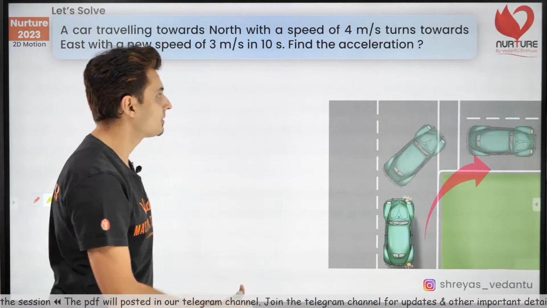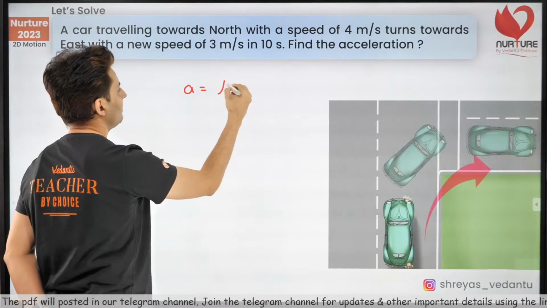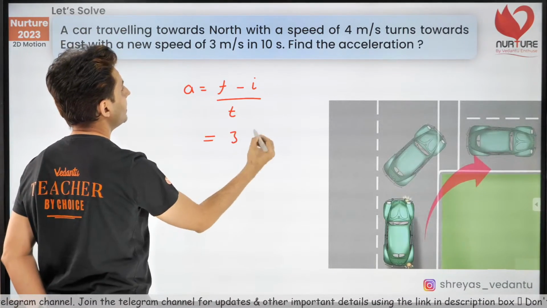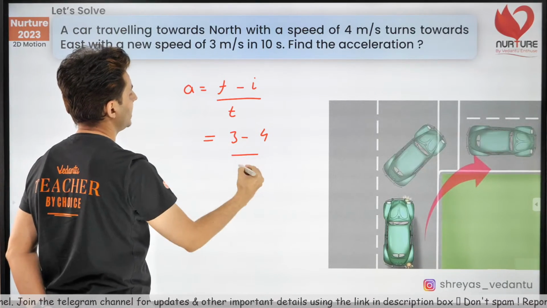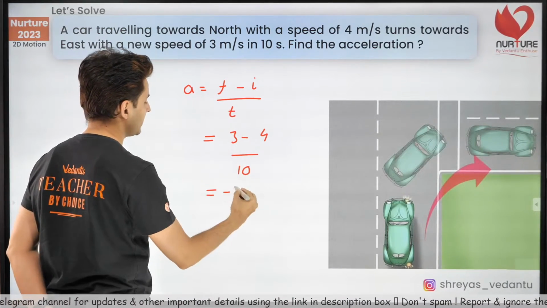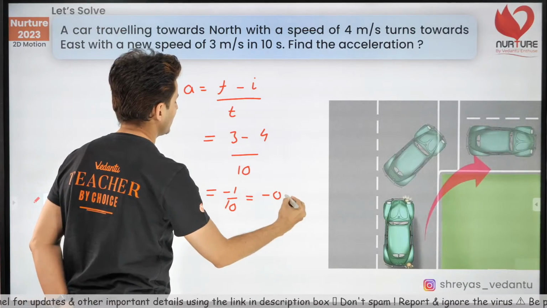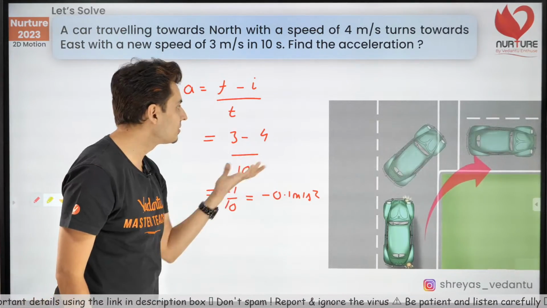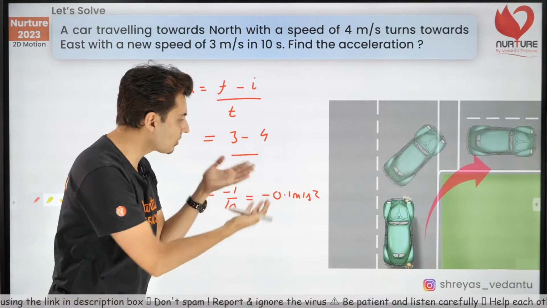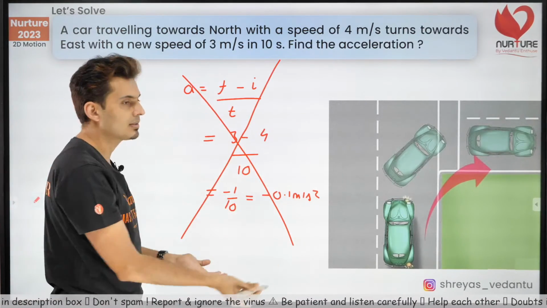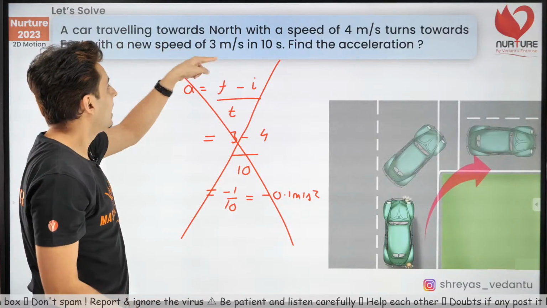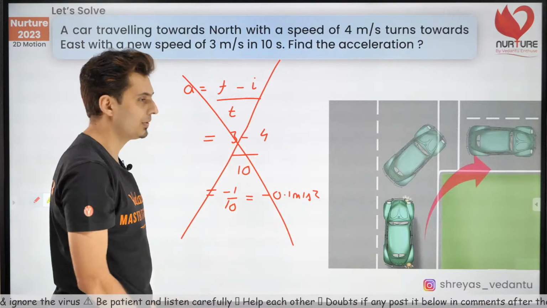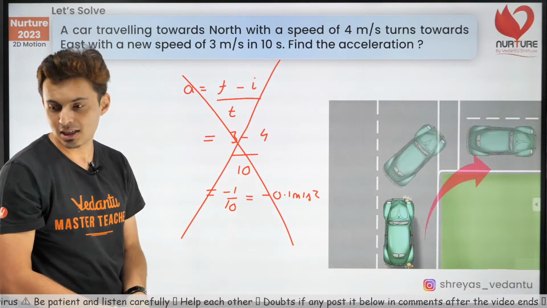A lot of people are going to make this mistake. Acceleration is final velocity minus initial velocity by time. Final velocity is 3. Initial velocity is 4. Time taken is 10. 3 minus 4 is minus 1 by 10, which is minus 0.1 meter per second square. Don't do this. Please don't do this. Why can't you do this? This is wrong. Obviously, this is a wrong answer. The reason why this is wrong, guys, understand the directions of the velocity are different. You cannot just add and subtract like that. It's not a scalar, it's a vector quantity.